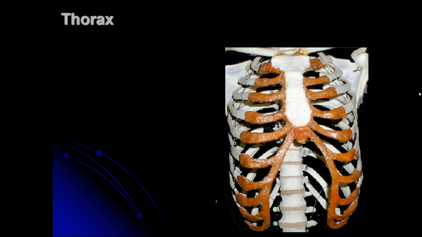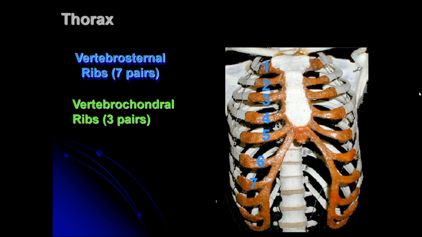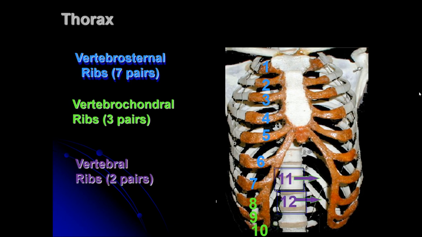Once again, remember we have 12 pairs of ribs. The first 7, vertebrosternal, 8, 9, and 10, vertebrochondral, and 11 and 12, vertebral.